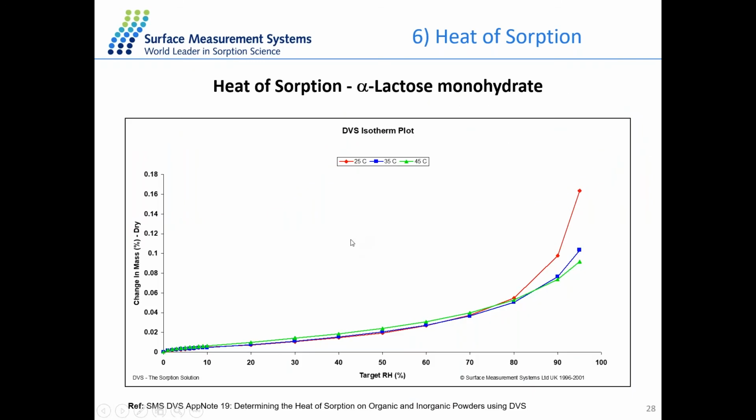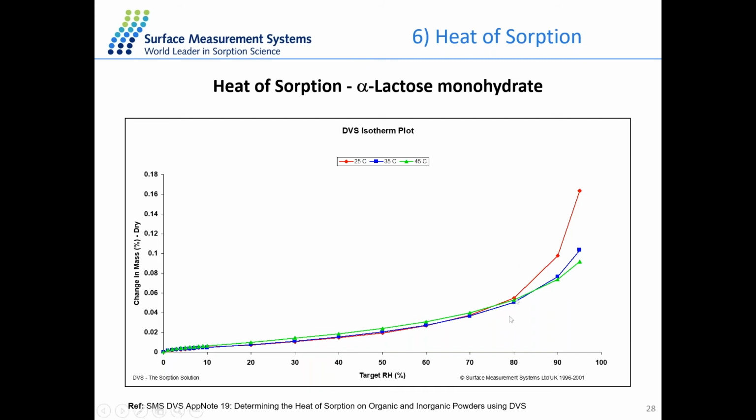And we also have another case study for heat of adsorption. It's about crystalline alpha lactose monohydrate, where we can perform the water sorption at three different temperatures: 25 degrees, 35 degrees for the blue line, and 45 degrees for the green line here. All three isotherms show a very typical type 3 isotherm, where the water forms clusters on the surface rather than a monolayer.